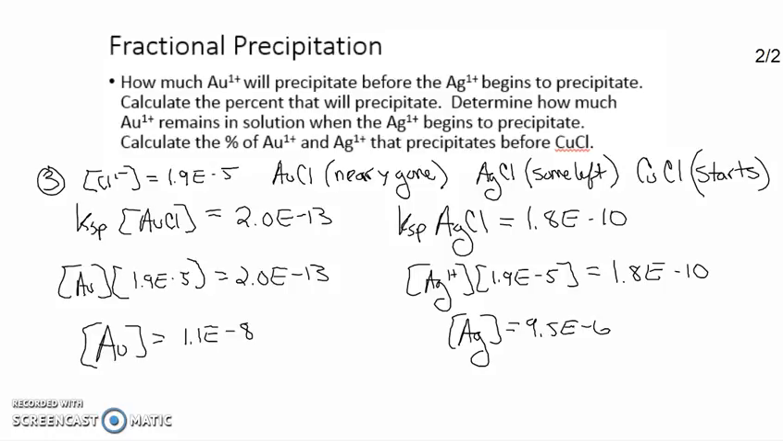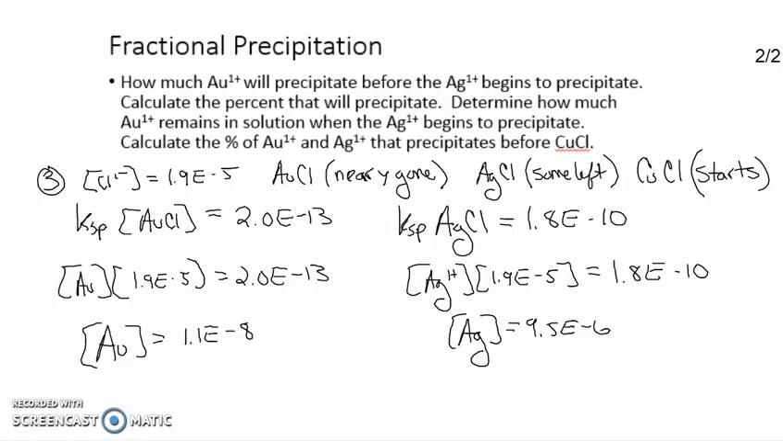The gold concentration has now dropped to 1.1 times 10 to the negative 8th, and at the previous stopping off point it was 1 times 10 to the negative 5th. So it's now dropped to 1,000th of its concentration from the last stopping off point, whereas the silver is now 9.5 times 10 to the negative 6th.